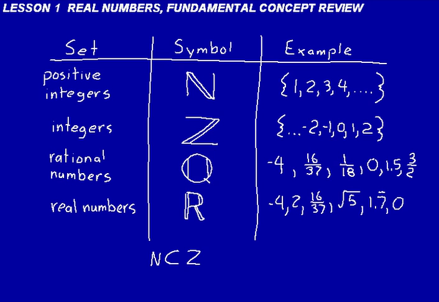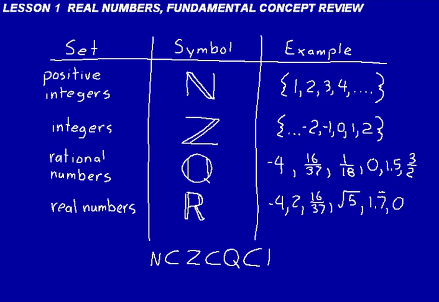And then the rational numbers, those would go next, because the positive integers and the integers are subsets of the rational numbers. All positive integers and all integers can be written as ratios. You just put a 1 in the denominator. They can all be written as ratios of integers. And then all three of those sets are subsets of the real numbers.